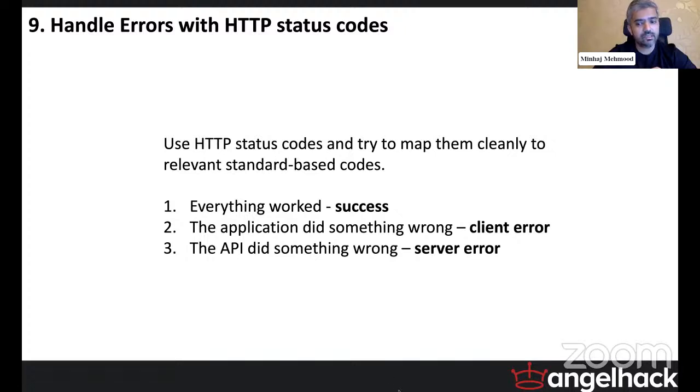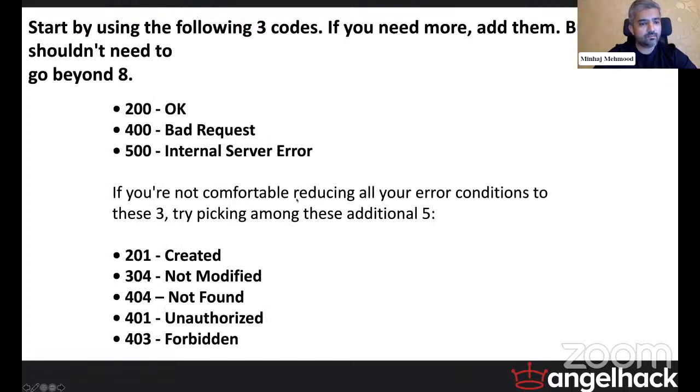I usually follow these three codes. If everything goes fine and the APIs are okay, I use HTTP status 200. If there's a bad request, 400. And if there's an internal server error, for example, your server is down or there's a database connectivity issue, then it's a 500 error.